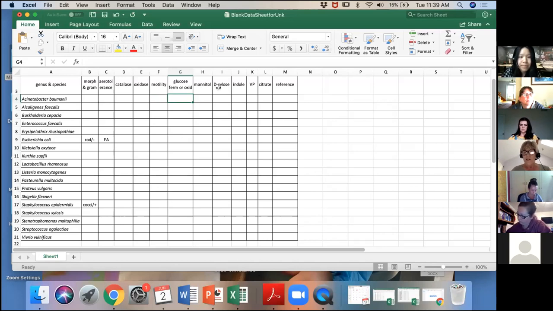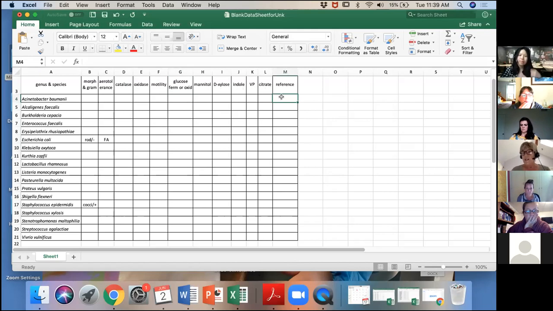Mannitol and xylose are sugars. You're just going to put positive or negative. Those are both sugars. Indol is positive or negative. VP and citrate are positive or negative. You're going to be doing, I can't remember, do they do indol, Kathy, in lab? I don't think so. I added it though. And then you're going to do VP in lab. So those are the tests. So it's 1, 2, 3, 4, 5, 6, 7, 8, 9, 10, 11 tests.